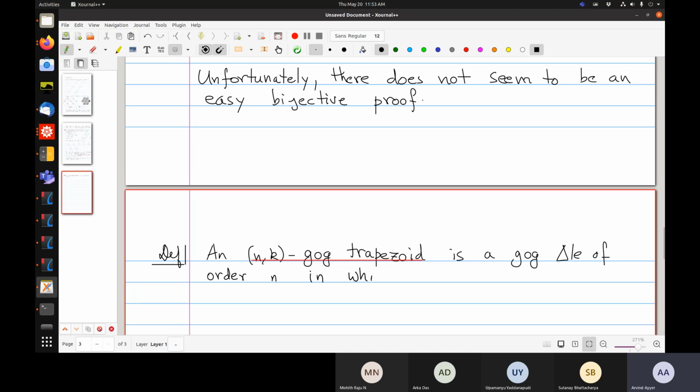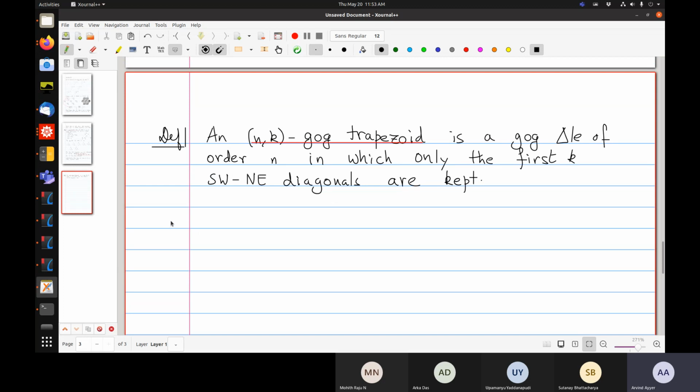In which only the first k south west to northeast diagonals are kept. So let me give an example of a 5-3 gog trapezoid.